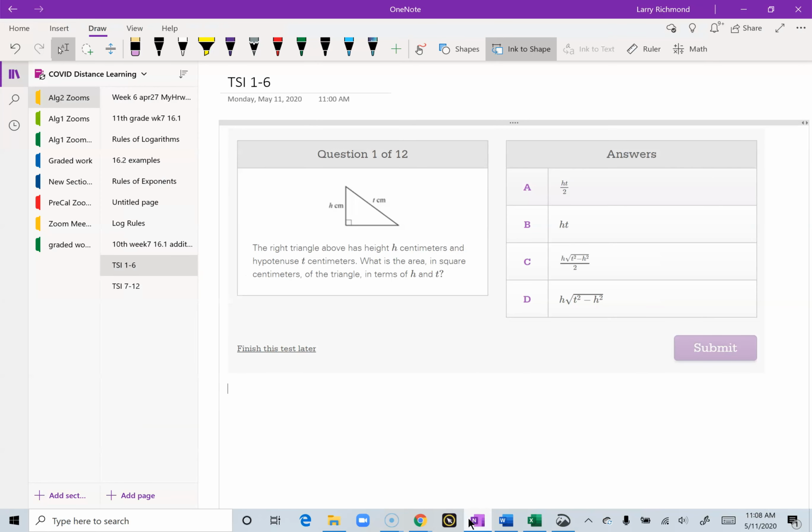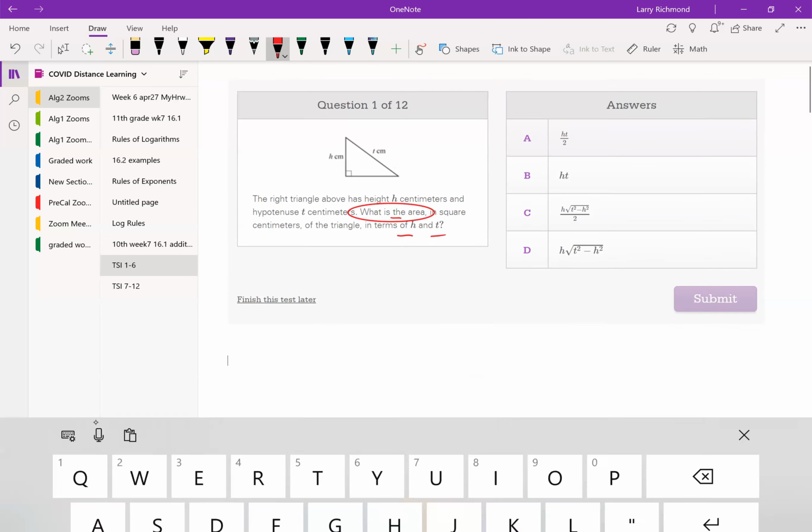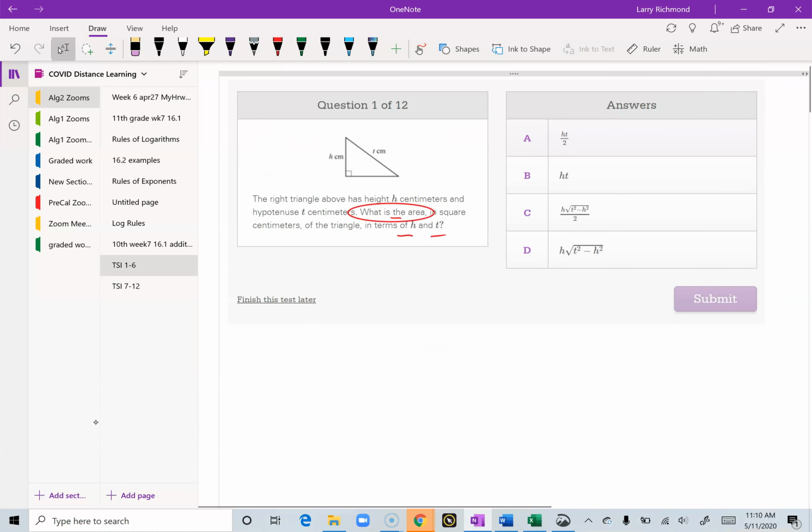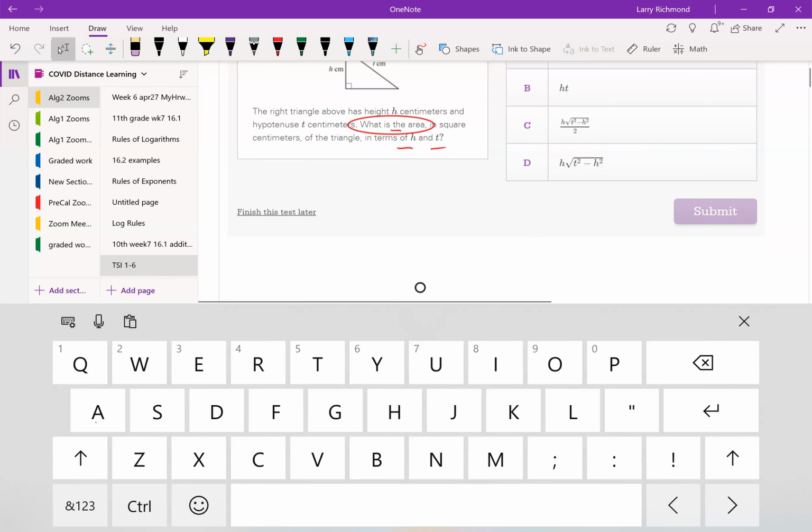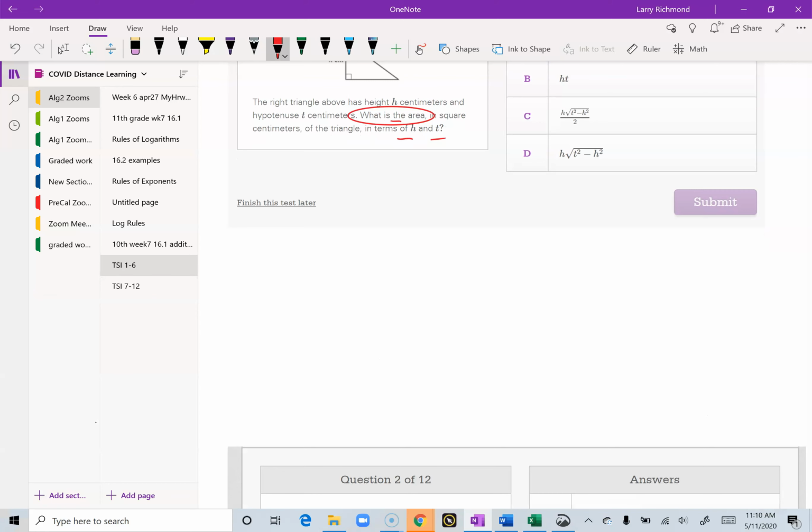In this video, we'll be looking at some problems from the Accuplacer. Question number 1. Remember to get to the question sentence first. What is the area in square meters of the triangle in terms of h and t? So we want the area of a triangle. Recall the formula for area of a triangle is area equals 1/2 base times height.